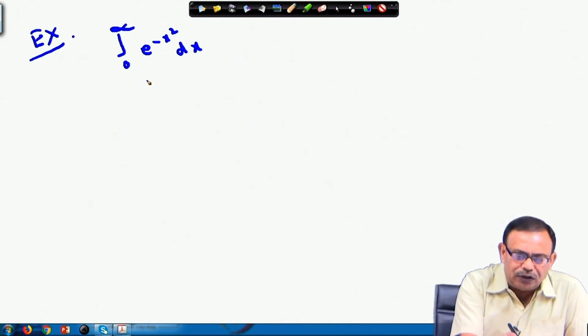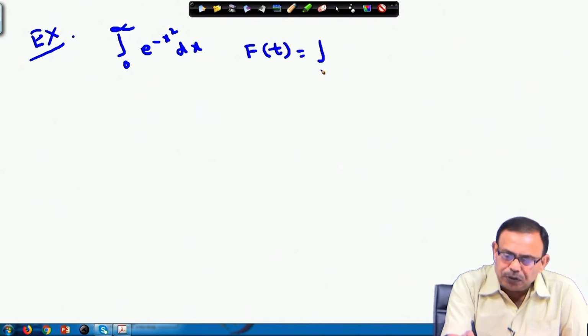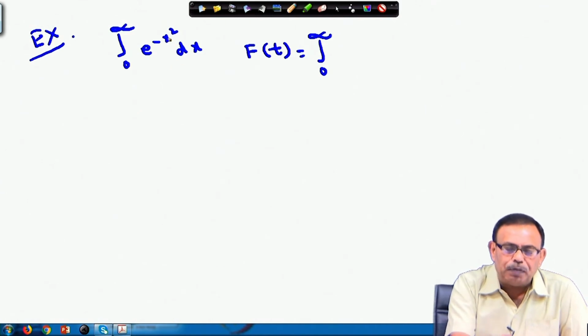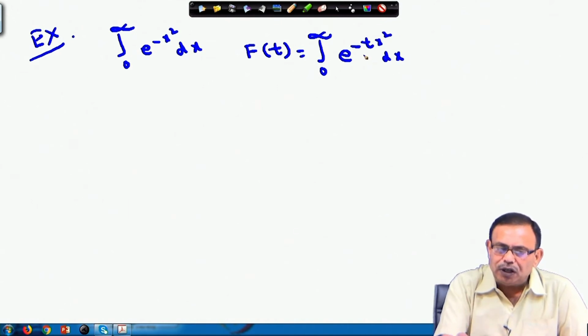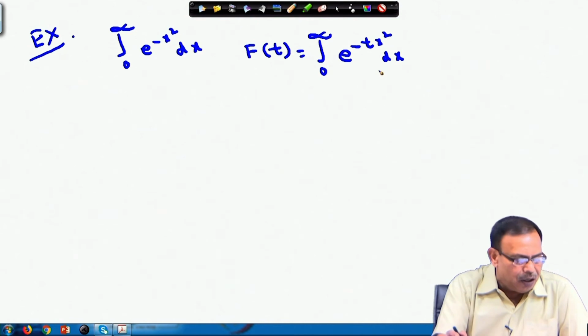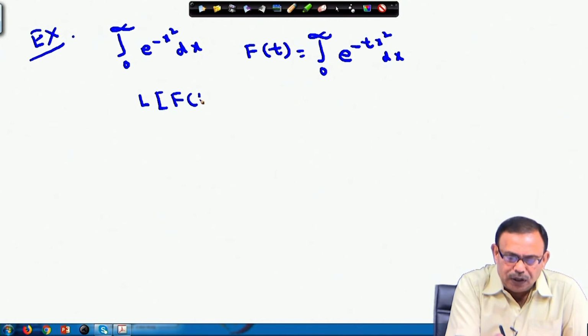I am assuming a new function f(t), f(t) equals integral from 0 to infinity of e power minus t x square dx, which is a function of t. So afterwards, whenever t is equal to 1, we will obtain the integral from 0 to infinity of e power minus x square dx. Now, let us see what is the Laplace transform of f(t).